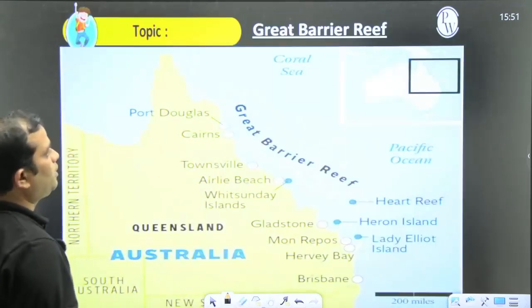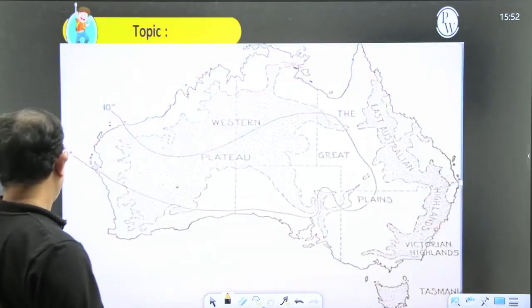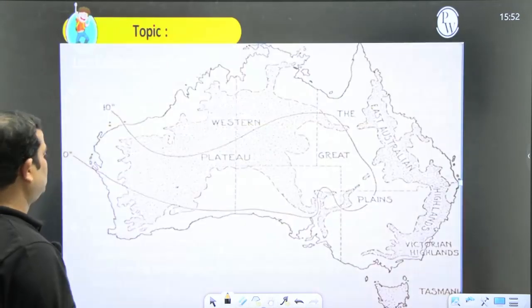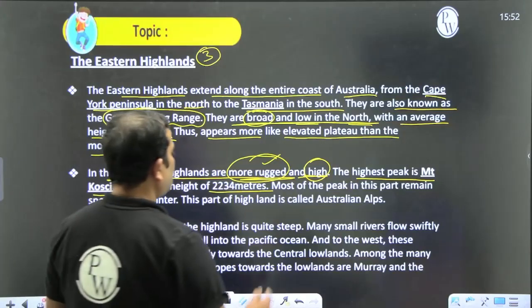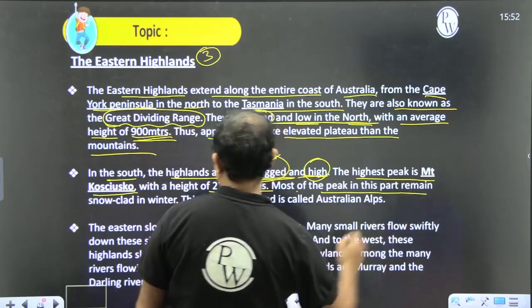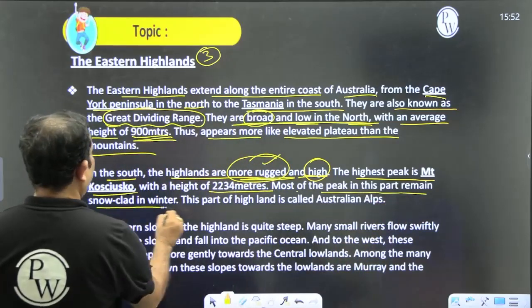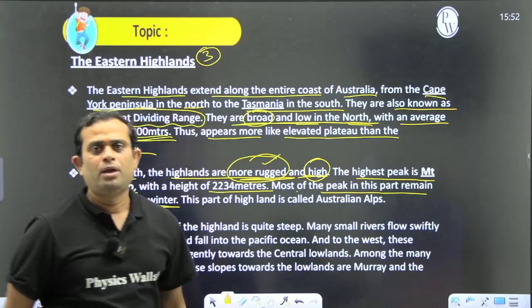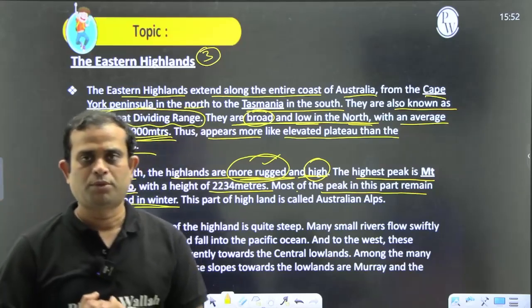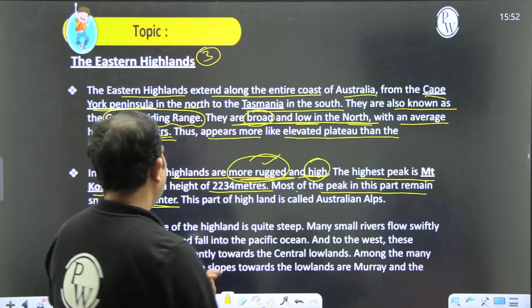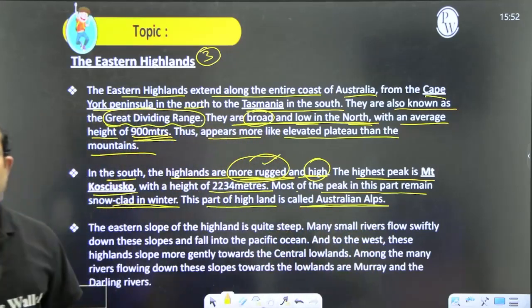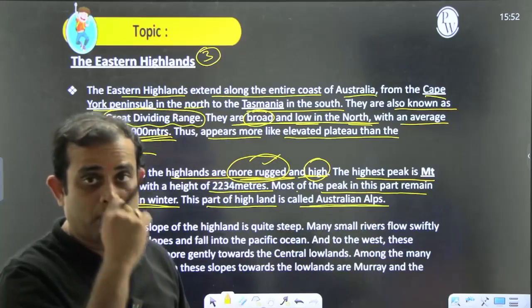Next, you see here, most of the peaks in this part remain snow clad in winter. Most of the peaks are snow clad here. This part of the highland is called the Australian Alps basically.